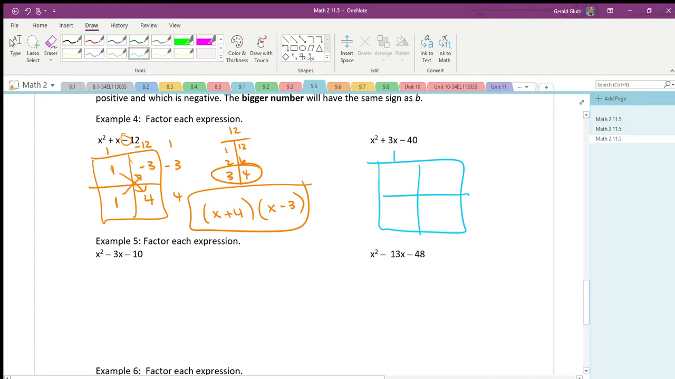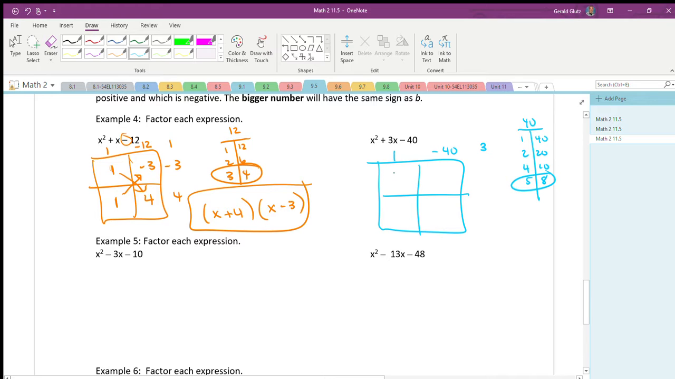So A is 1, C is negative 40, B is 3. So if our C term is 40, I need to figure out the factors of 40. So 1 times 40, 2 times 20, 4 times 10, 5 times 8. I think that's it. Two numbers multiply to equal negative 40, so one will be negative, one will be positive. And when I add them together, they have to equal positive 3. So which of these are only 3 apart? That'd be 5 and 8.